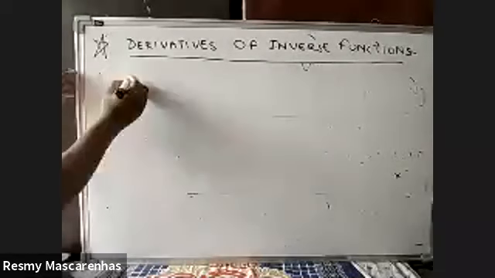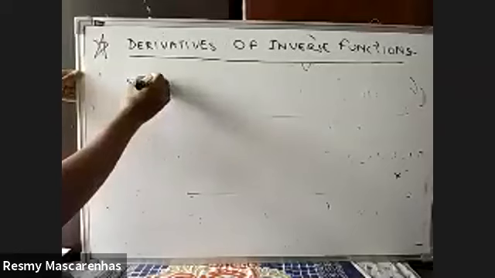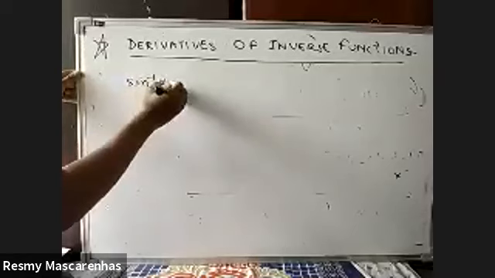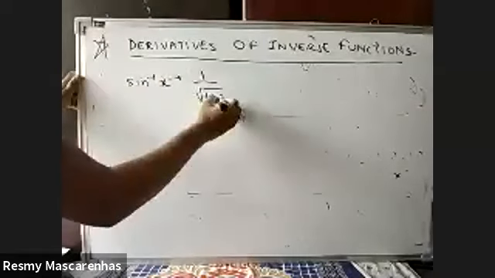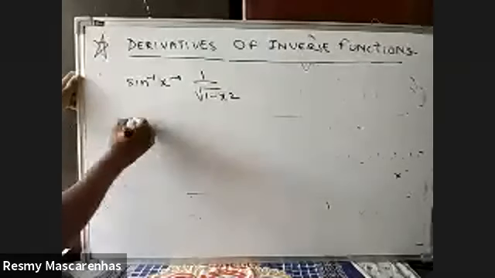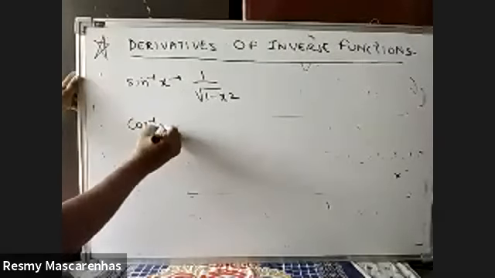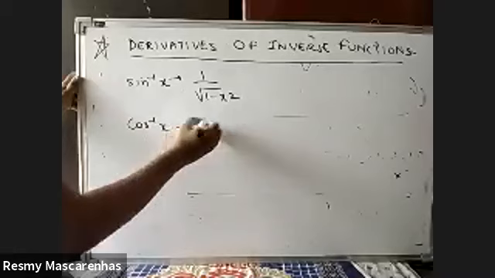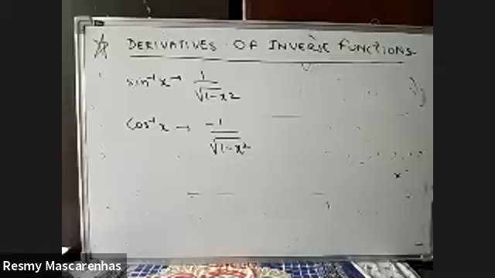Already it is given in the table. Derivative of sine inverse x is how much? 1 upon root of 1 minus x square. Derivative of cos inverse x is how much? Minus 1 upon root of 1 minus x square. You know how to write, already given in the table.